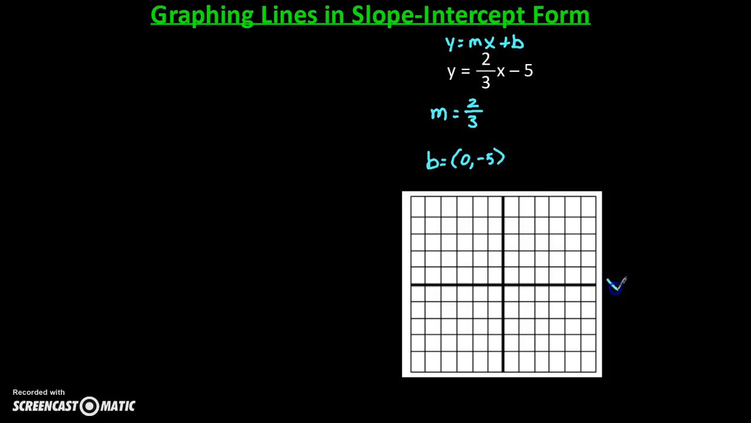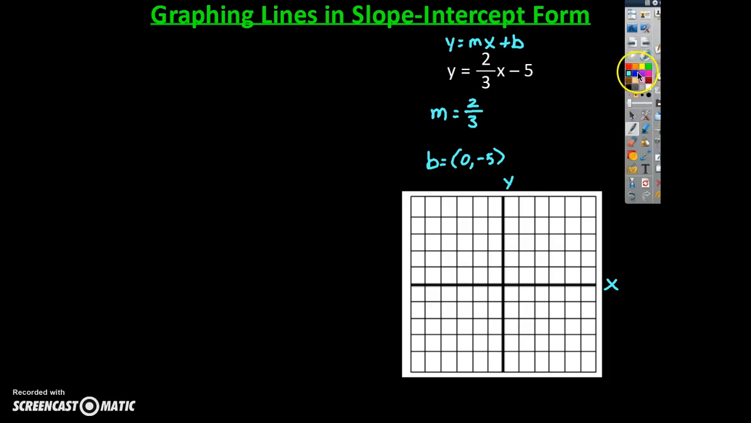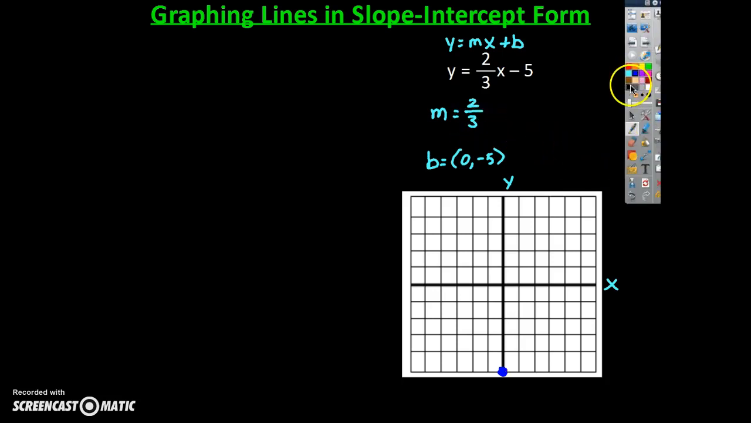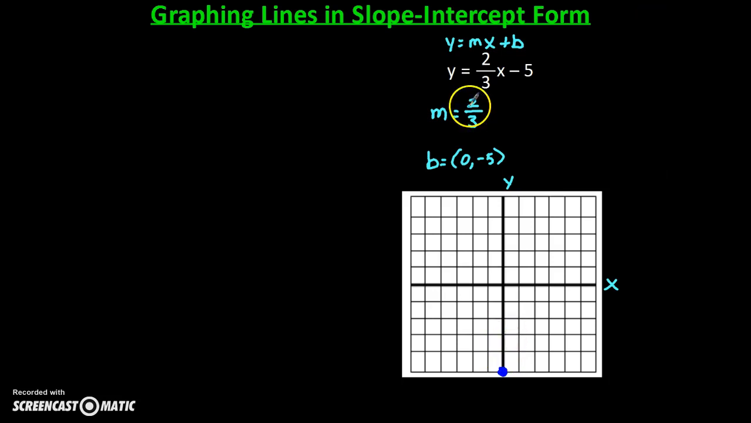Now I have to label my axes, x and y, and now I'm going to go to that first coordinate, which was 0, negative 5. I go to my y-axis, 1, 2, 3, 4, 5. Down 5 because that's 0, negative 5. And now I use my slope. So from here, I'm going to go up 2, because this is a positive 2, up 2, and then to the right 3. 1, 2, 3.